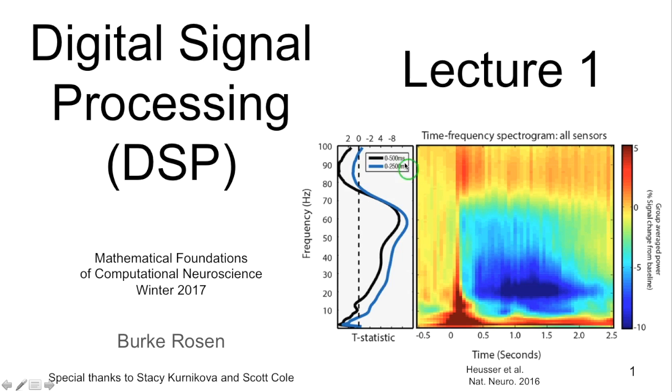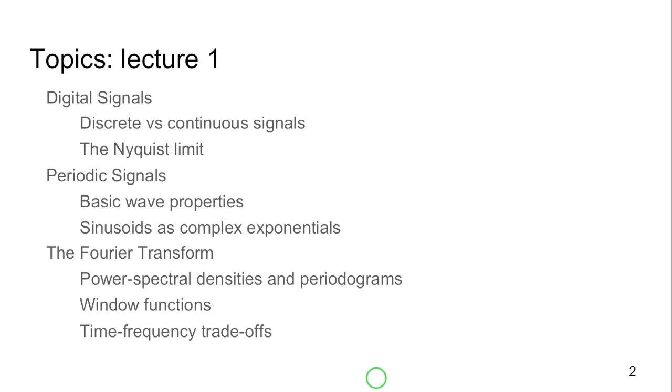You can see an example in this subplot over here where we have the frequency profile of our signal in two time windows. So we have the power represented as a t-statistic at every frequency between 0 and 100 hertz. And we can see that the profile of activation is quite different in these two time windows, which may very well be interesting. So how do we get at that sort of information?